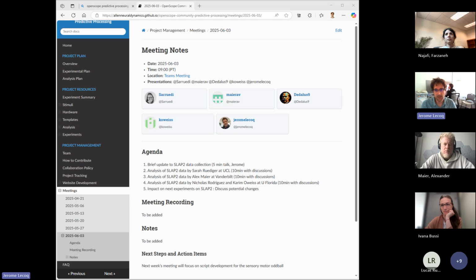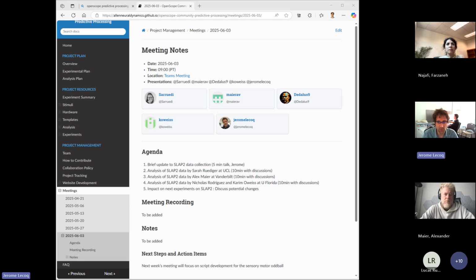Okay, so the goal of the meeting today is to discuss analysis of SLAP2, and I've coordinated with a few labs that did analysis of the pilot data we've collected. In just a few minutes, I'm going to summarize where we are in data collection. Then we move on to discuss analysis from others. I think Alex Meyer is going to go first, and then Sarah, and then Nicholas, and then I think Lucas, if there's time, also said he had some things to show on statistical analysis.